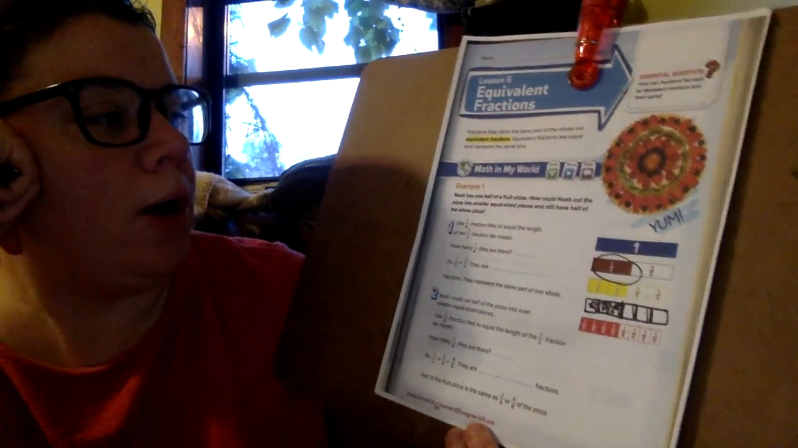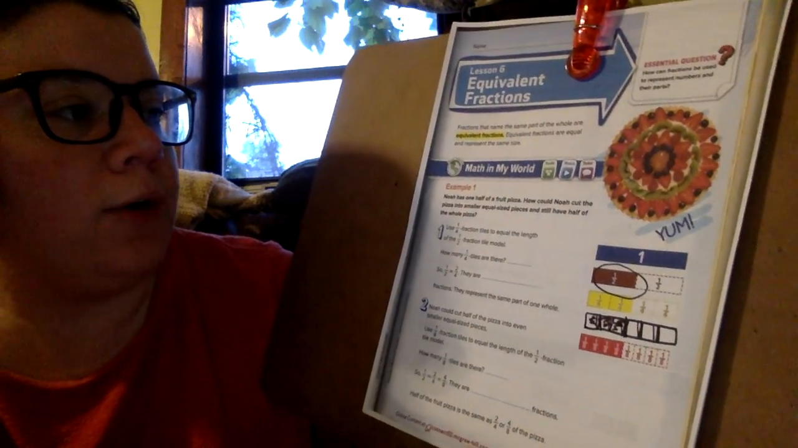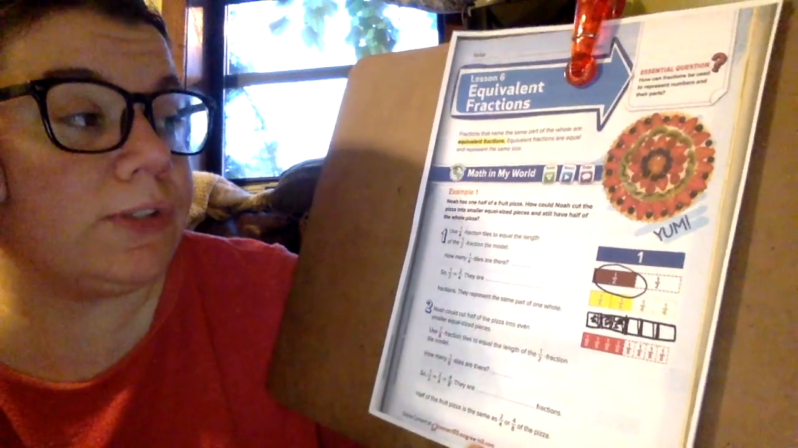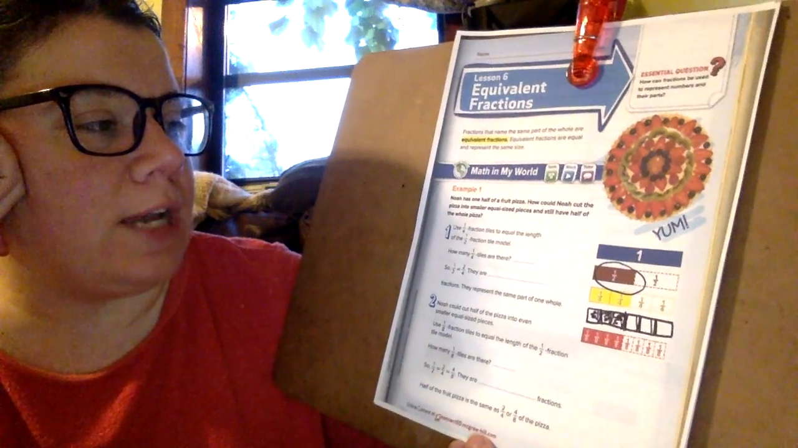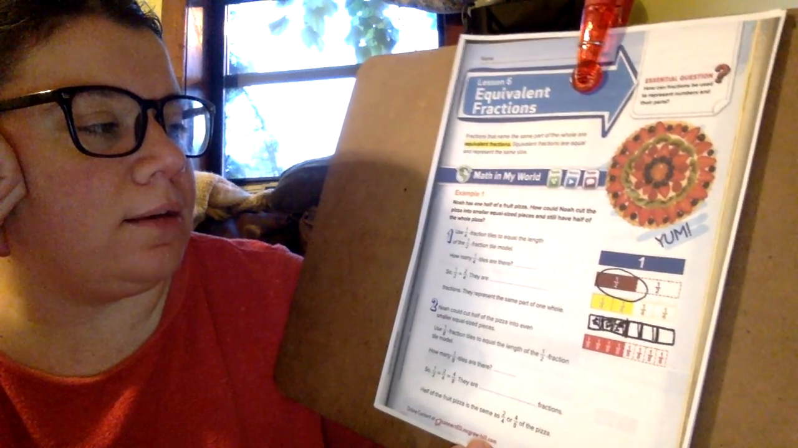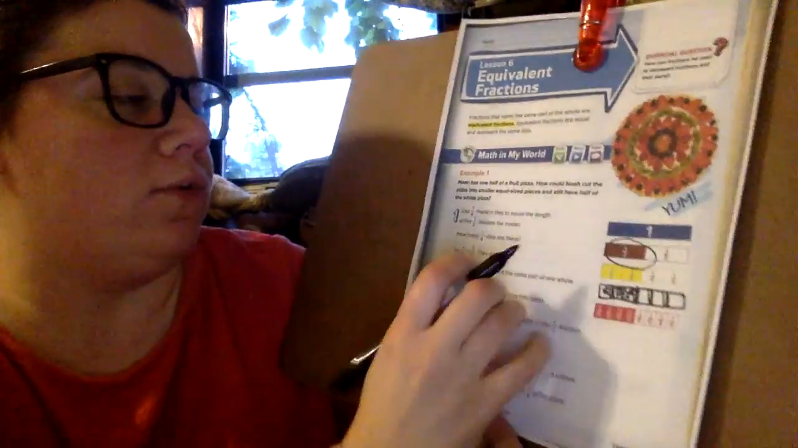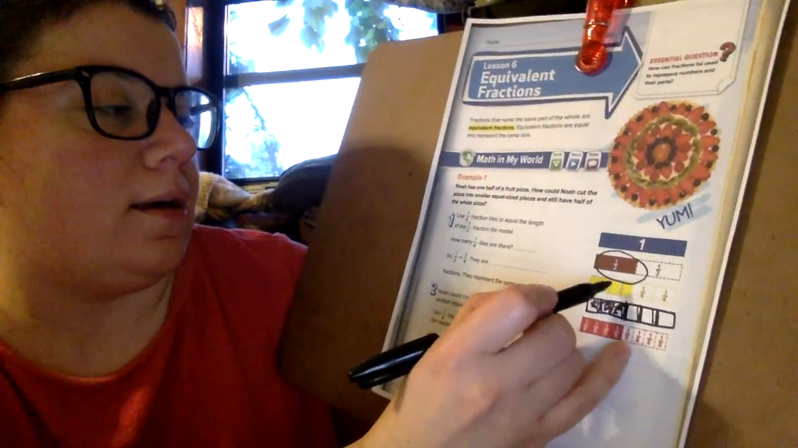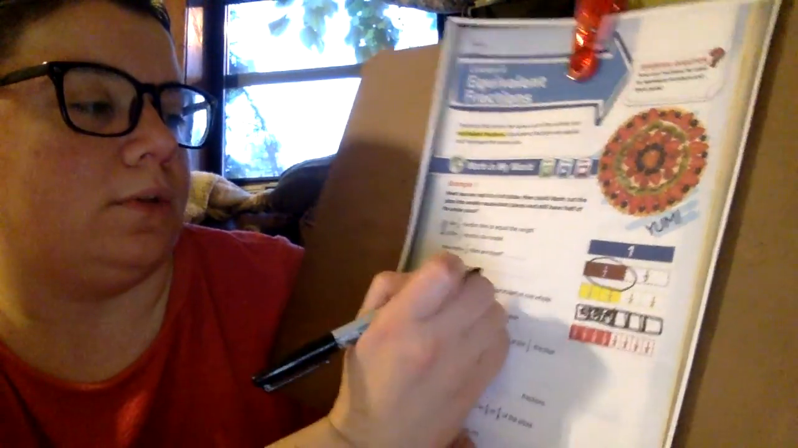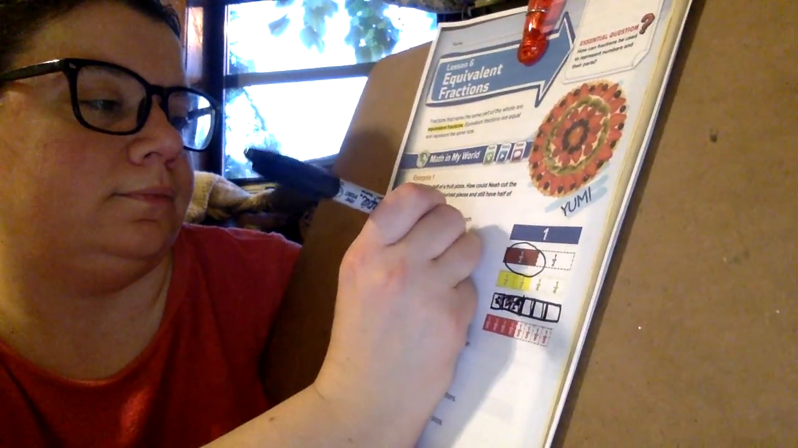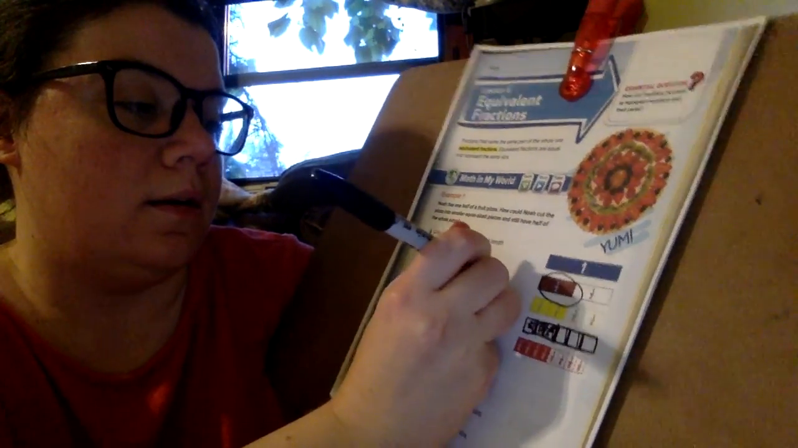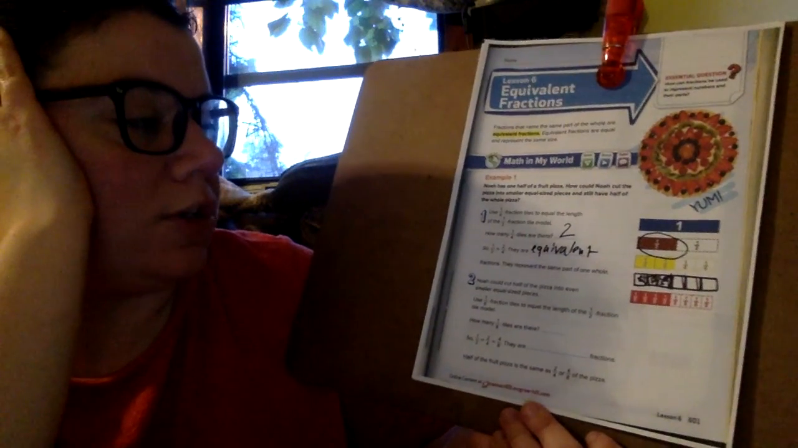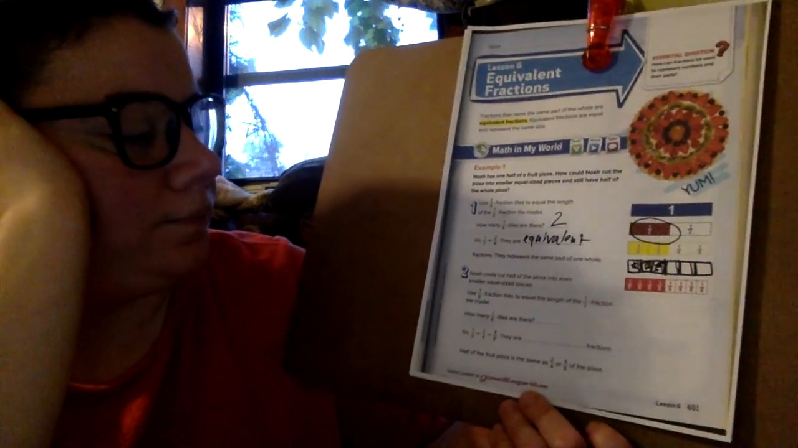So example 1, Noah has 1/2 of a fruit pizza. How could Noah cut the pizza into smaller equal-sized pieces and still have half the whole pizza? Use 1/4 fraction tiles to equal the length of 1/2. So how many 1/4 tiles are there? There are 2 of the fourths. So 1/2 equals 2/4. They are equivalent fractions. They represent the same part of one whole.